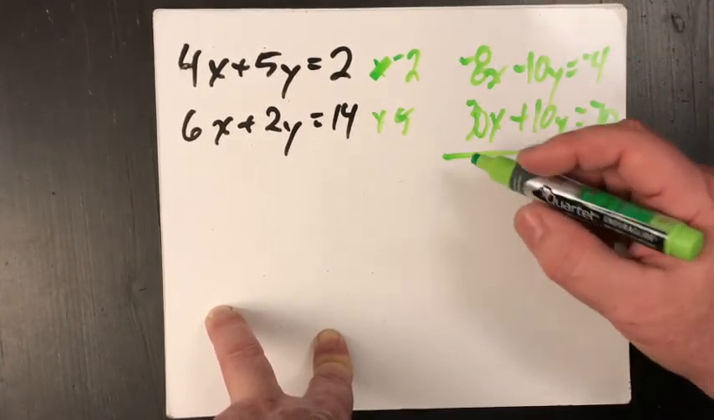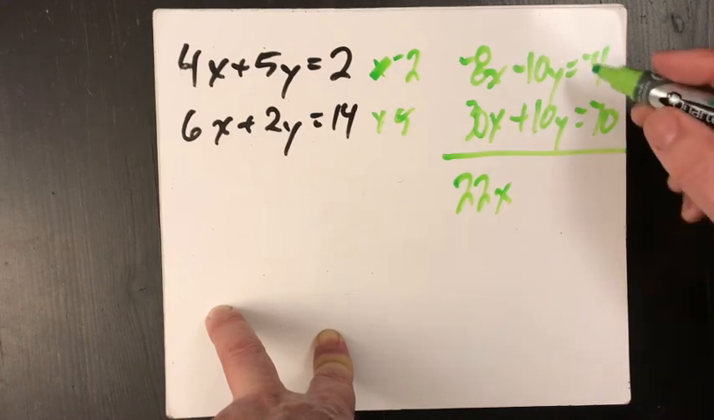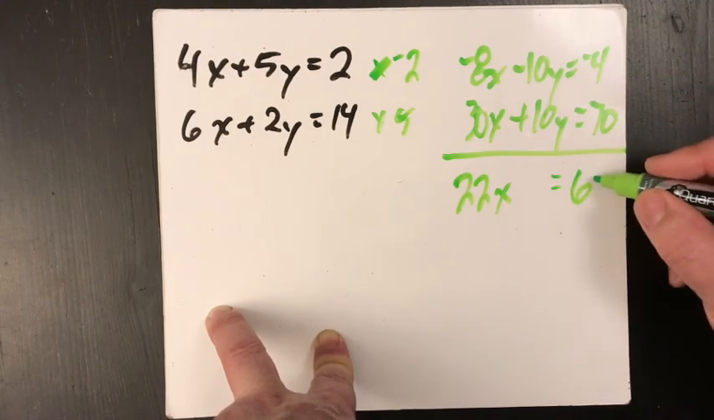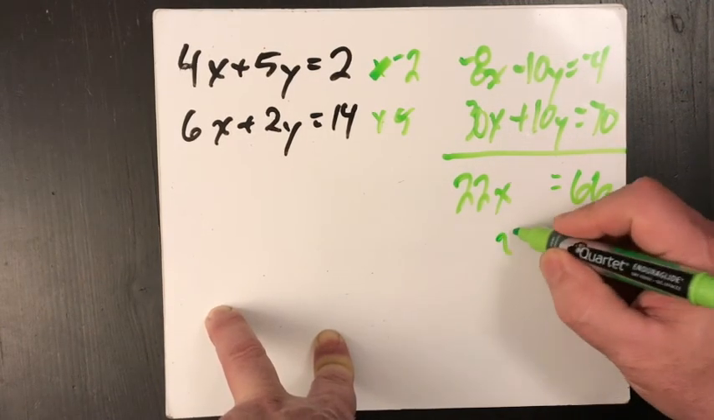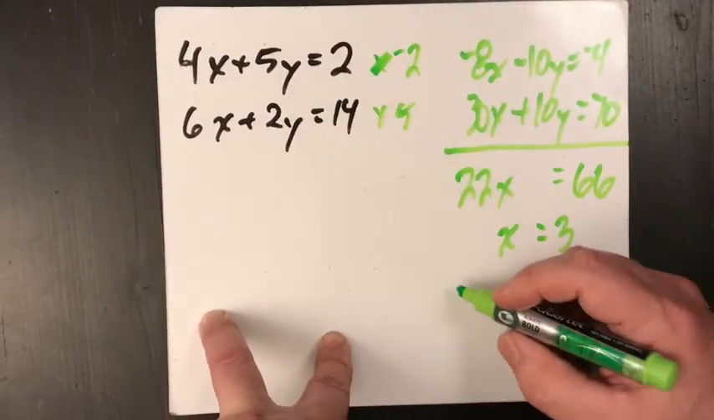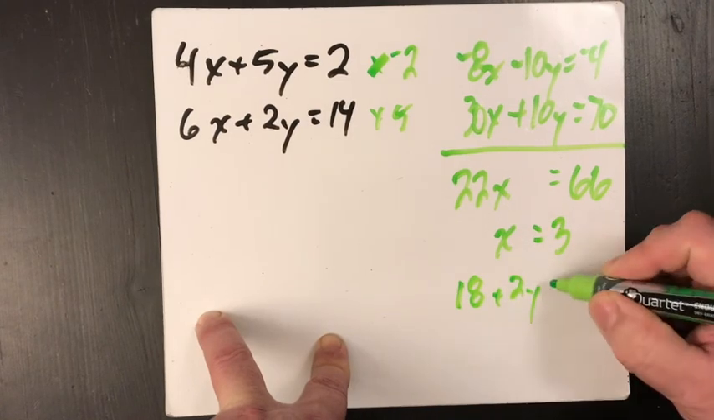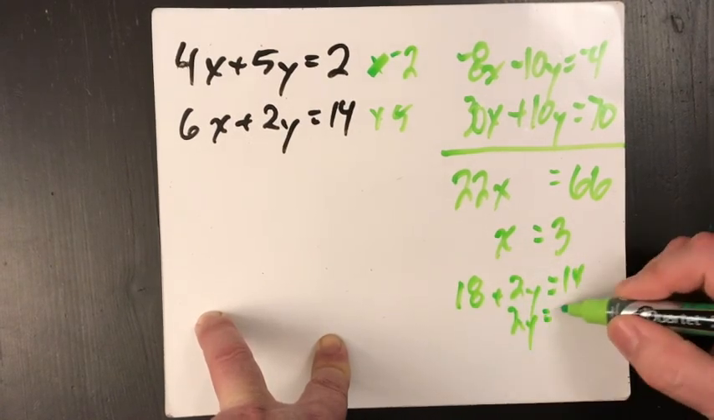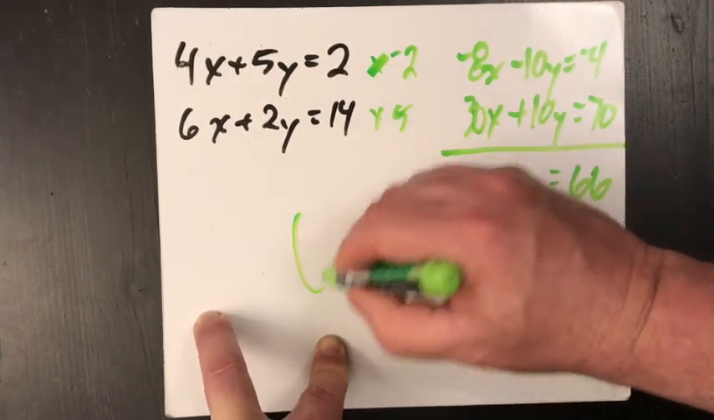8 plus negative 8 plus 30 is 22x. Negative 4 plus 70 is 66. Oh, well, that worked out. Dividing by 22, we get x is 3. That looks good so far. And I'll use that bottom equation again. 6 times 3 is 18. Plus 2y is 14. Subtracting 18, we get 2y is negative 4, or y is negative 2. So that gave us the solution 3, negative 2.